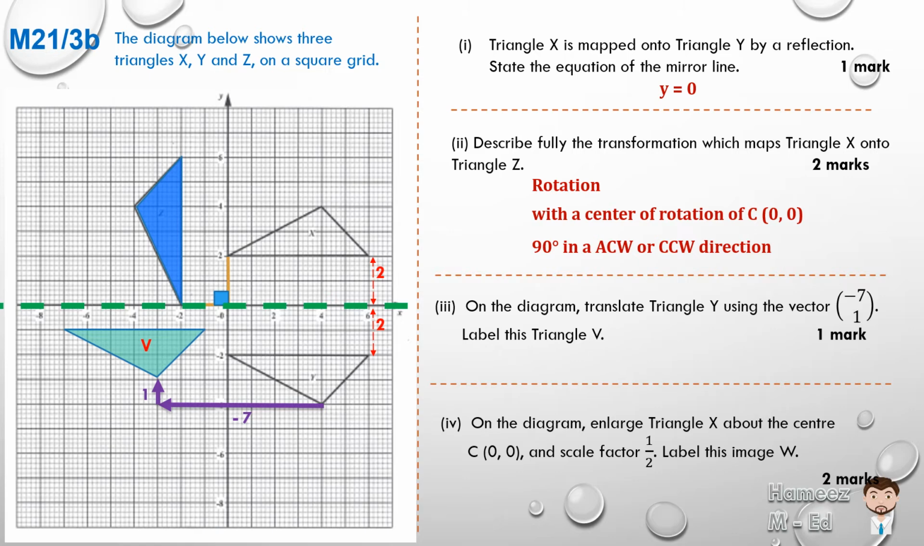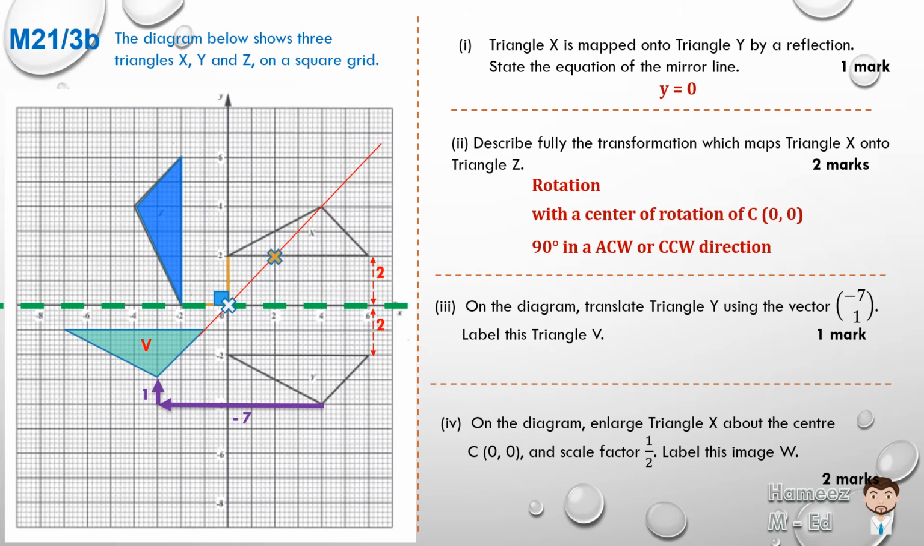Last part of the question, part 4. On the diagram, enlarge triangle X, that's the first triangle we have in the first quadrant, about the center C, 0, 0, and scale factor of a half. Label this image W. So if we start at the C, 0, 0, the center, and we draw a line outwards using a scale factor of a half, it means that the length of that line is now half of it. So instead of it being 4 units to the right, and then 4 units up, it will now be half of that, which will be 2 units to the right and 2 units up.